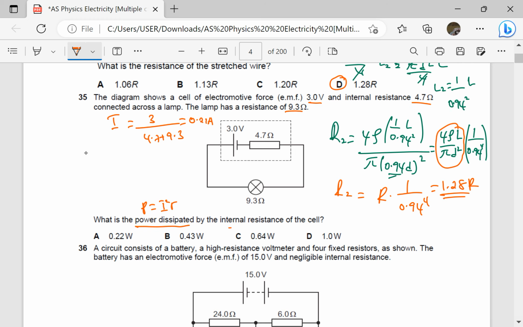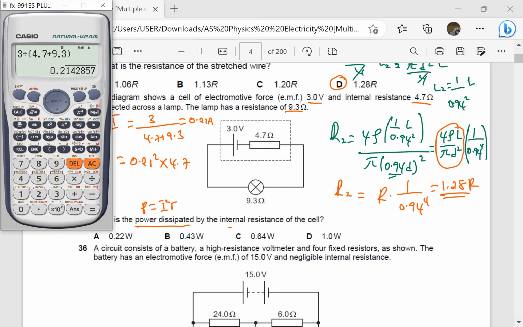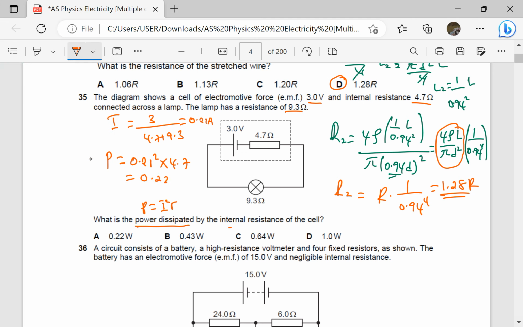So 3 divided by 14 is the current. The power is going to be equal to I squared, which is 0.21 squared, times r, which is 4.7. This gives us 0.22. So power is going to be 0.22 watts, making the answer A.